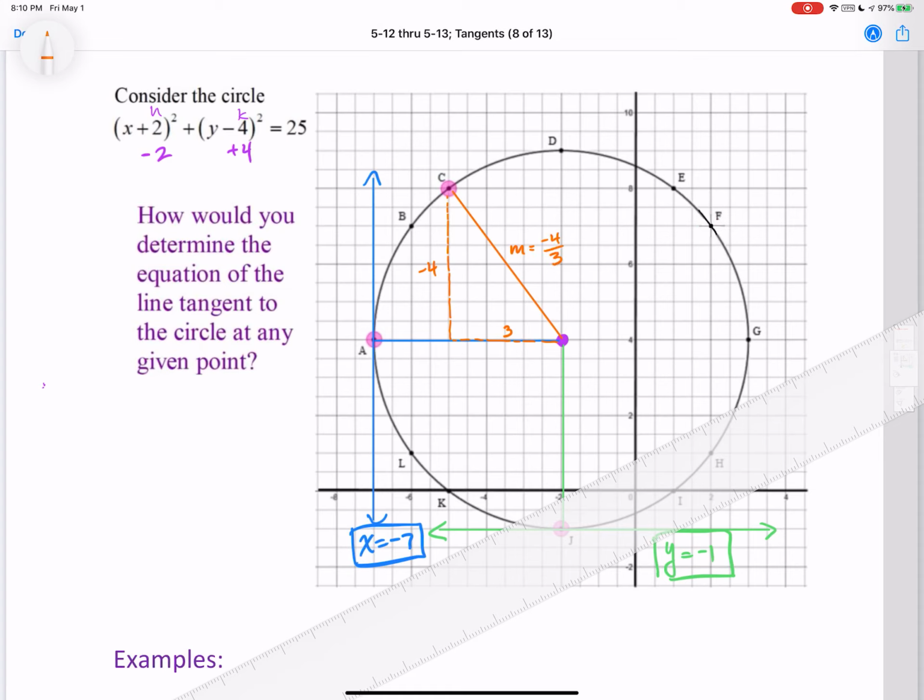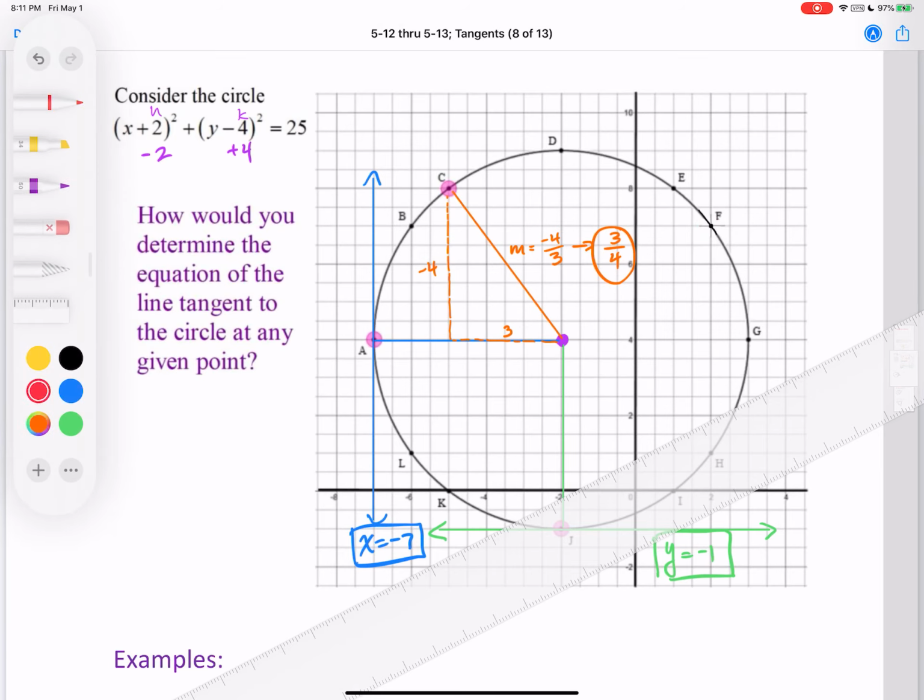Well, that means if I want a line that's perpendicular to it, I need the negative reciprocal, which means I'm going to flip it upside down, so 3/4. And instead of a negative, I'm going to do a negative and a negative, which means it's a positive. So the slope of this new line, the line that is tangent to the circle, is going to have a slope of 3/4.